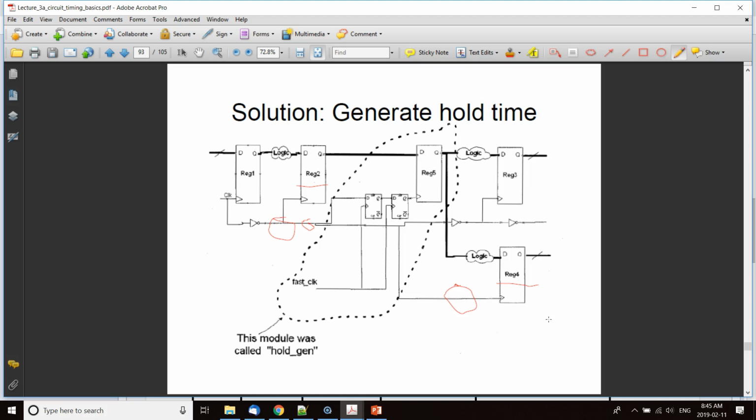Following me? Right? And here, I do have to pay attention to the path between Reg 2 and Reg 4. I can't ignore it completely, but it's much more immune to skew, right? So as long as I don't eat up too much of the period with this delay, I've got half a period between Reg 2 and Reg 3, sorry. So as long as these two fast clock periods don't eat up too much of my clock, then it doesn't matter, right?